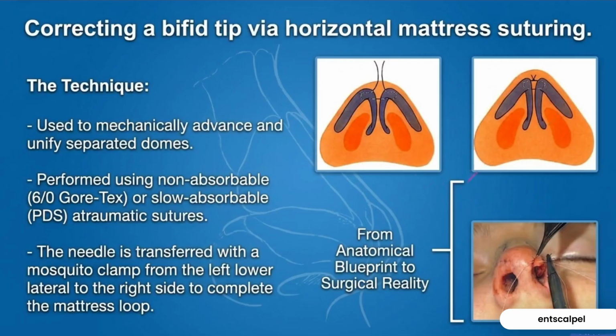Exactly. They use a non-absorbable thread like Gore-Tex or a slow-absorbing one called PDS, polydioxanone. PDS holds the cartilage domes tightly together for months, just long enough for permanent scar tissue to form its own natural bond, and then it safely dissolves. Brilliant engineering. Truly.